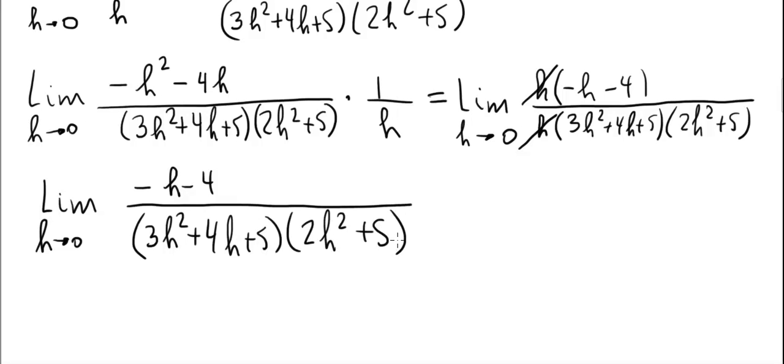Now let h go to 0. All the h's go to 0. In the numerator we end up with minus 4. In the denominator we get a 5 from the first set of parentheses, and then 5 from the second. 5 times 5 is 25. That's the final answer, minus 4 over 25.